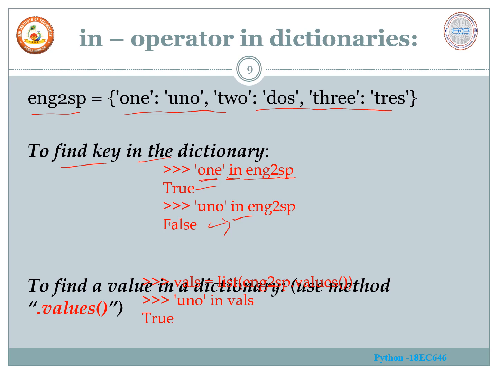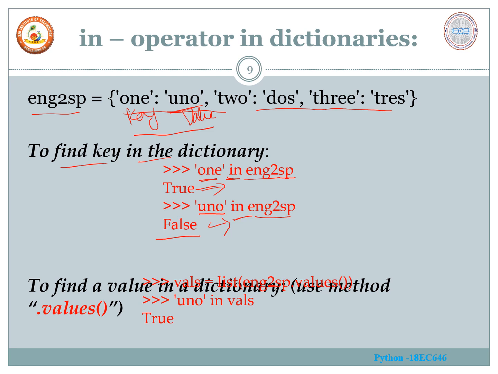Yes, 1 is a key, so it is going to return true. But uno is not a key. It is a value assigned to the key called 1. So this is called a key value pair. When you check for uno in the eng to sp variable, definitely it is going to return a false value. Okay. And if the key is not there in the dictionary, you get an error.